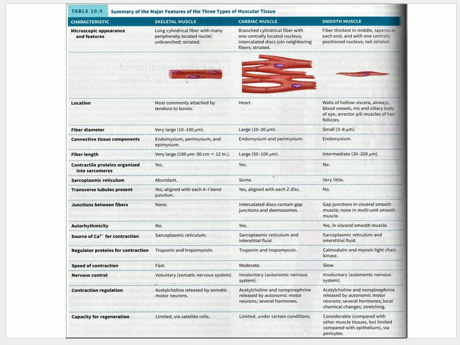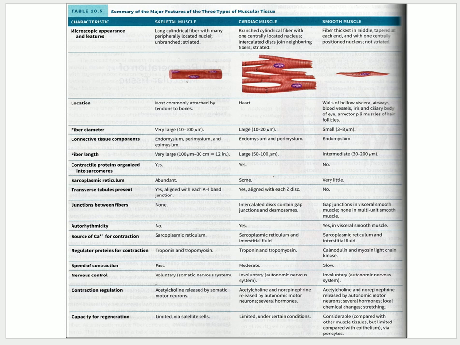Location, skeletal muscle is mostly attached by tendons to bone. Cardiac is only found in the heart, and then smooth muscle is found in a lot of different organs, digestive system, skin, blood vessels, all kinds of places that aren't attached by tendons to the bone, or isn't the heart, is probably going to be smooth muscle.